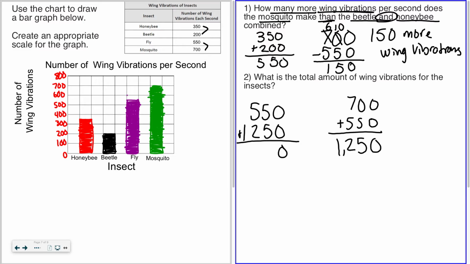So 0 plus 0 is 0, 5 plus 5 is 10, regroup 3, 1. 1 plus 5 is 6, 6 plus this 2 here is 8, and 1 plus nothing is 1. So 1,800 total wing vibrations for all the insects.